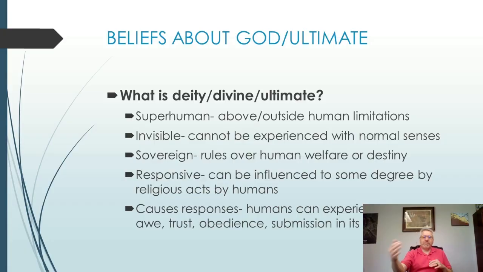And at the same time, it's responsive, meaning in some way humans can influence this divine or ultimate through religious acts. So even though it rules over, it also is responsive, and it causes responses that humans can experience: emotions, awe, trust, obedience, submission in the presence of this divine and ultimate. As I said, we're talking about religion as a whole, and you can see that in almost every religion there are these elements in how they define the divine or the ultimate, the God of their religion. And these are just general principles about religion.